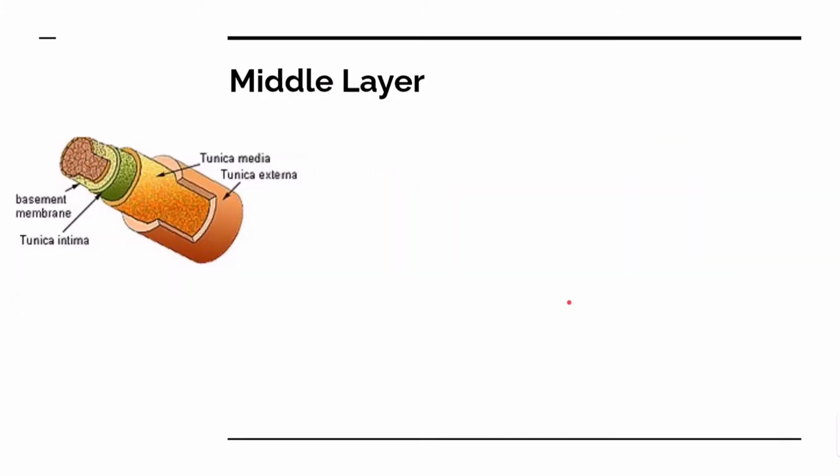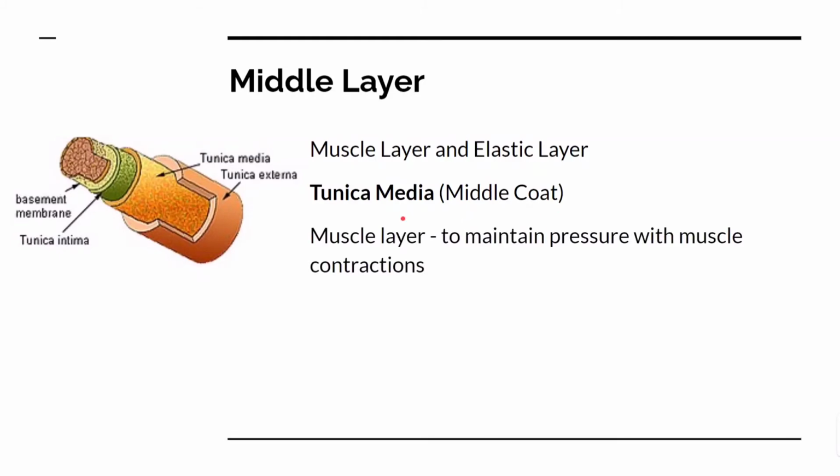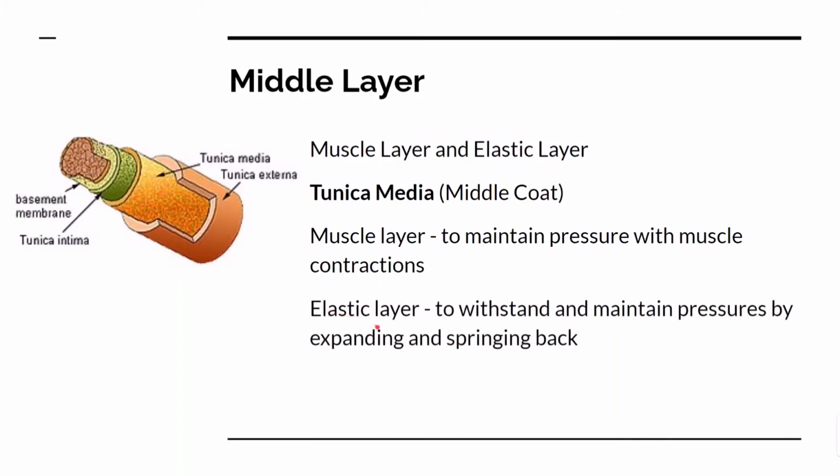Then we have the middle layer, which is the muscle and elastic layer of our vessels. This is called the tunica media, translating to middle coat. The importance of these layers is that the muscle layer is there to maintain the pressure, and this is done by muscle contractions. By contracting, the muscles are able to produce forces to maintain the pressure in the blood. The elastic layer is there to withstand and maintain these pressures by expanding and springing back.